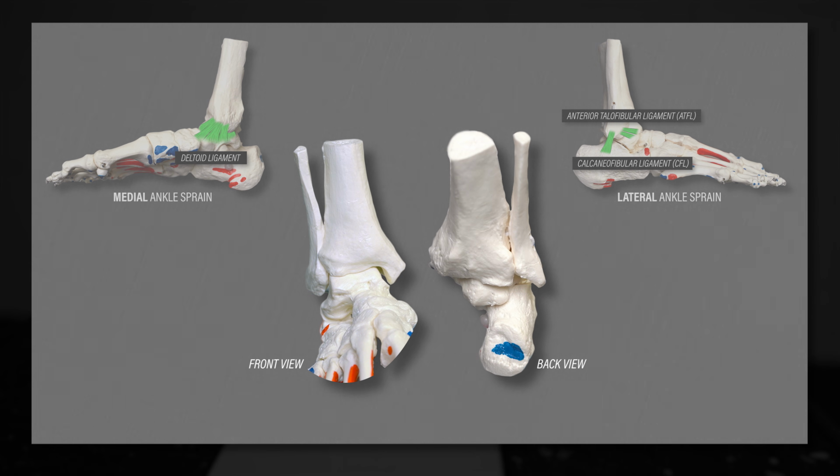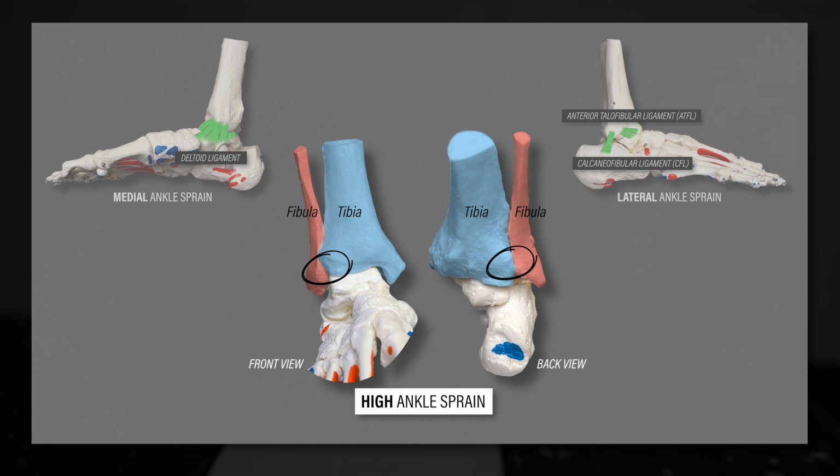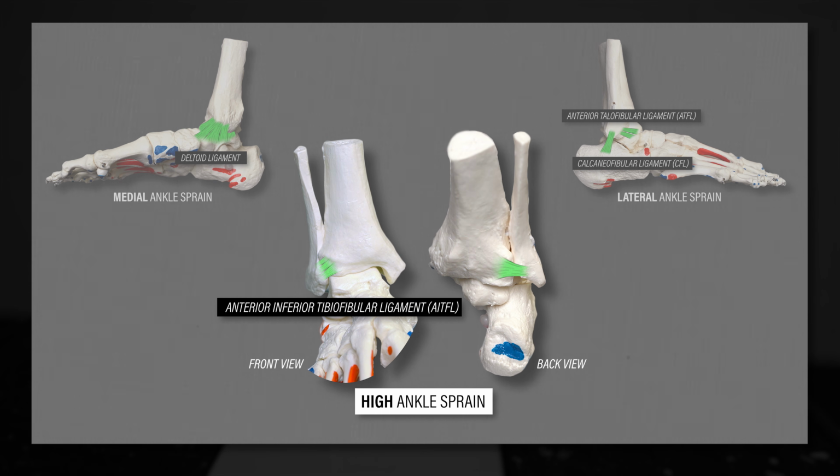On the other hand, a high ankle sprain refers to an injury to the distal tibiofibular joint, which is the connection between the tibia and fibula. The primary ligaments that support this joint are the anterior inferior tibiofibular ligament, or AITFL, in front, the posterior inferior tibiofibular ligament, or PITFL, in back, and the interosseous ligament in between.